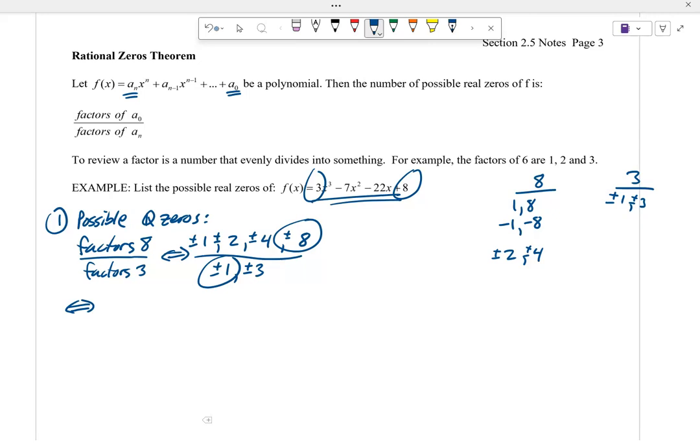And then I'll do them all over the 3 on the bottom. So plus minus 1 over 3, and then 2 over 3, and then 4 over 3, and then 8 over 3.